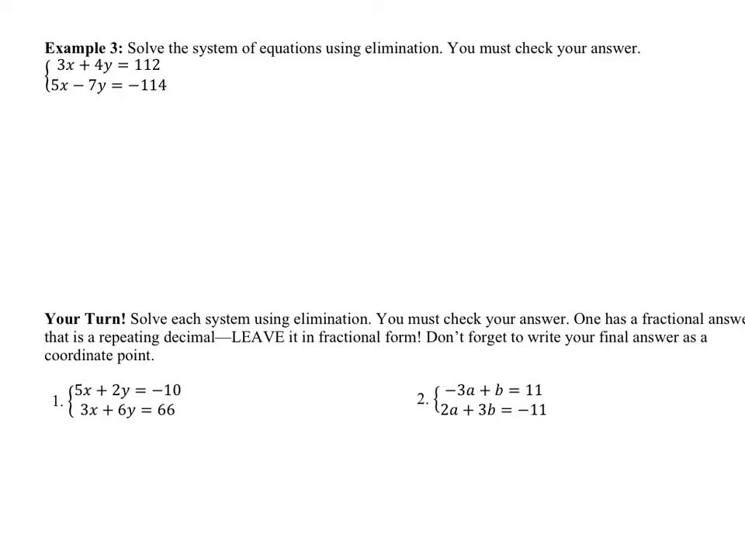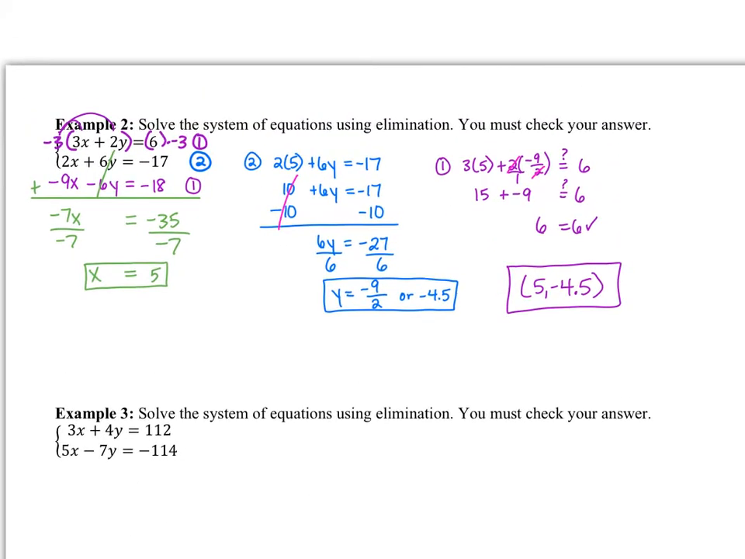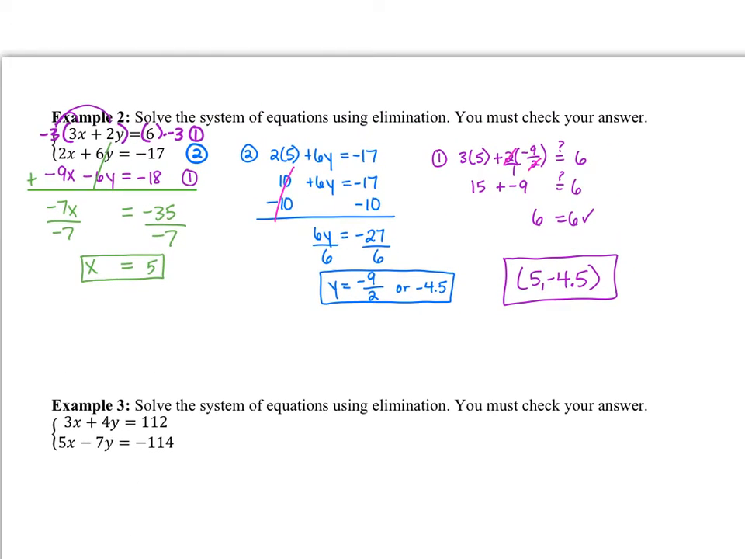coefficients to match. The reason why it's been pretty easy so far is if you look up in the previous example 2, we could easily get 2 to become 6 by multiplying by 3. So since 2 was a factor of 6, or you could look at it as 6 is a multiple of 2, we could easily get these to match by multiplying just one of the equations by something.